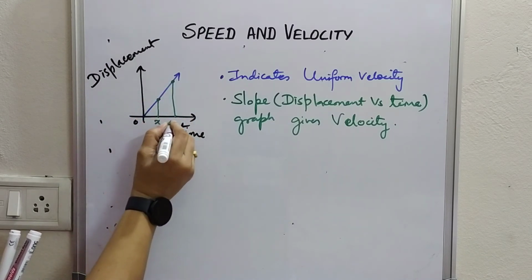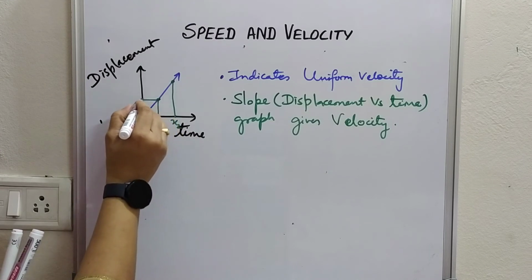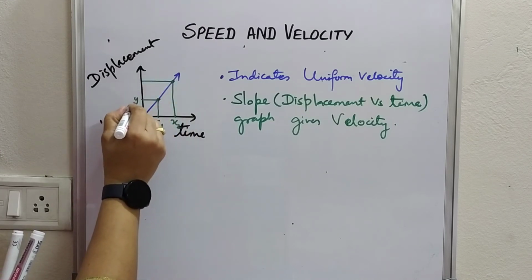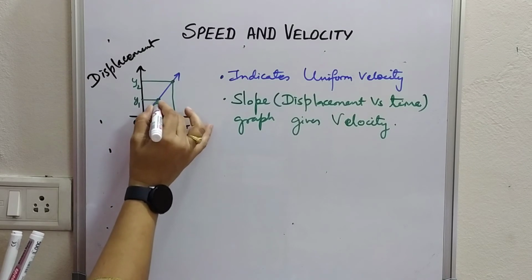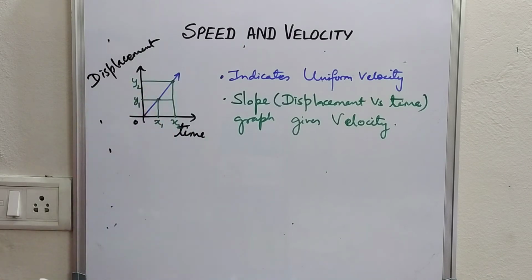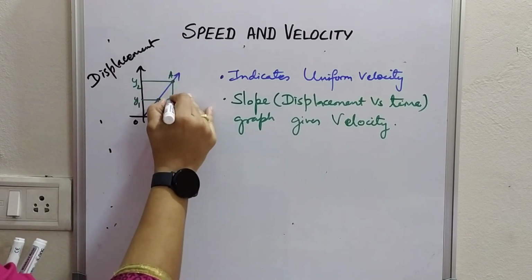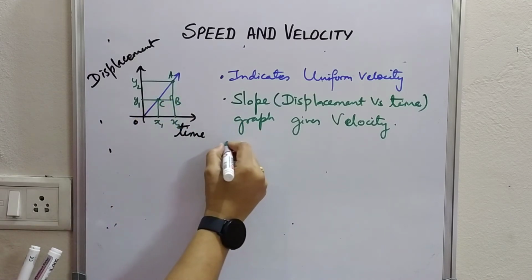And from those 2 points, drop altitudes on the x-axis. Call this point x1 and this x2. And from these 2 points, drop altitudes on the y-axis. This is y1, this is y2, and in the process complete the right triangle. Then name the triangle as ABC.